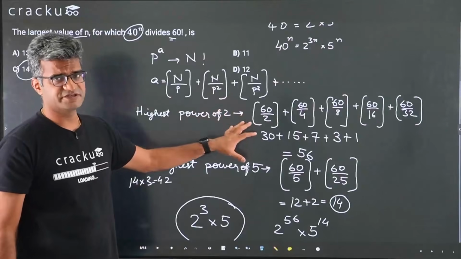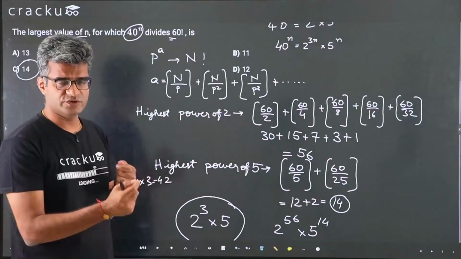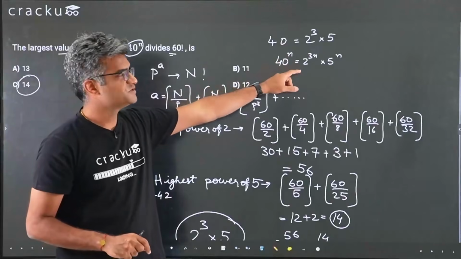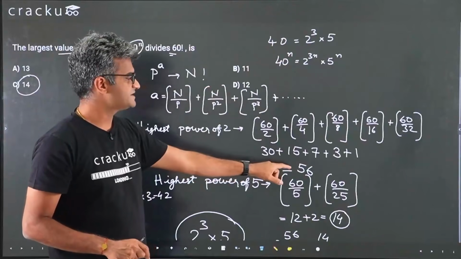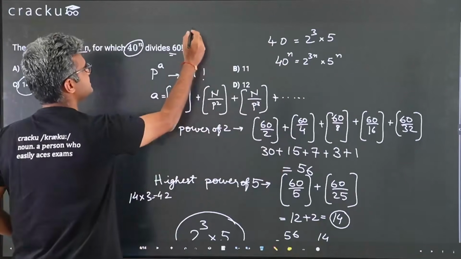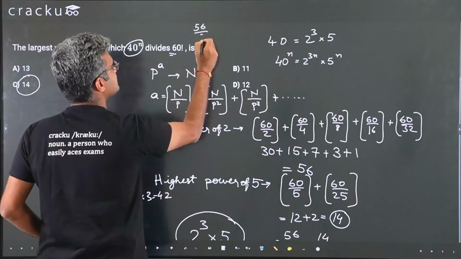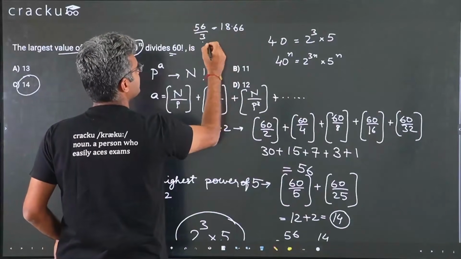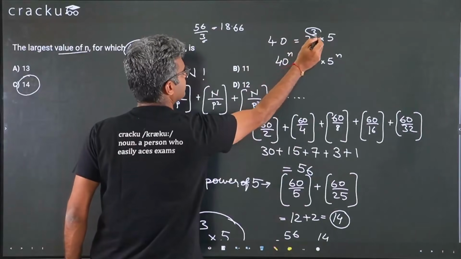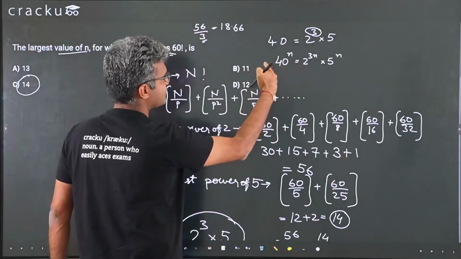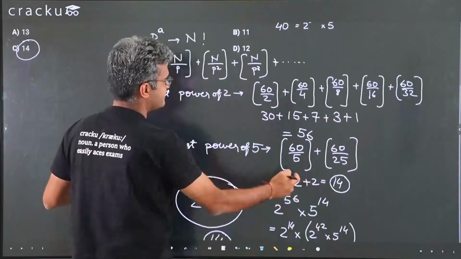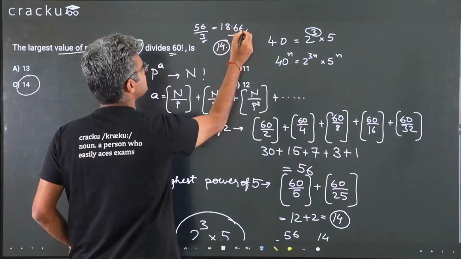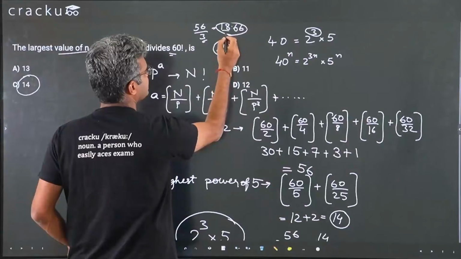If you are given this kind of a question, what you have to figure out is the highest power of both the primes. One of the primes has 2 cube in it. So in this case, you divide 56 by 3, which is 18.66. Why did you divide it by 3? Because that is the power of 2 in 40. The power of 5 in 40 is just 1 and we are getting 14. Amongst these two, whichever is lowest will be the answer. You again have to take the integer part out.